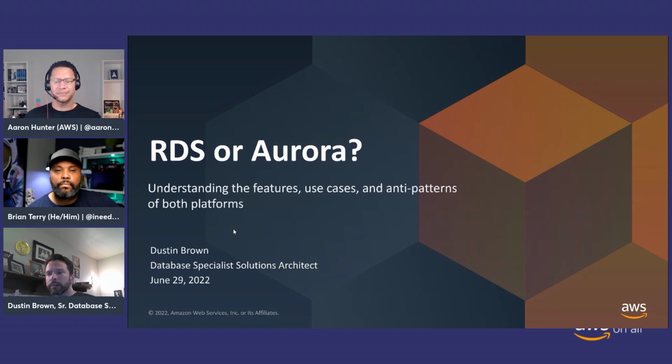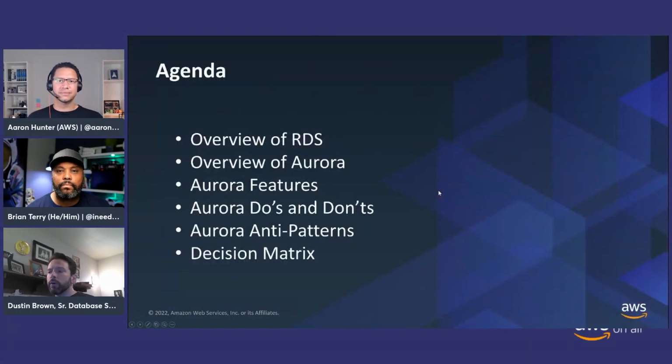We're going to talk about RDS, what it is, what Aurora actually is. We're going to give you an overview of the two services, some of the specific Aurora features that you may be interested in as an organization. We're also going to talk about some of the Aurora do's and don'ts, and the Aurora anti-patterns that you want to stay away from when you're looking to migrate to Aurora. Then we have a couple of tables and a couple of decision matrices that will help you decide when I should actually use Aurora, when I should look into RDS and some of the features that might be beneficial to you.